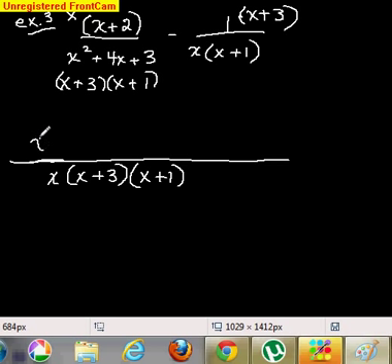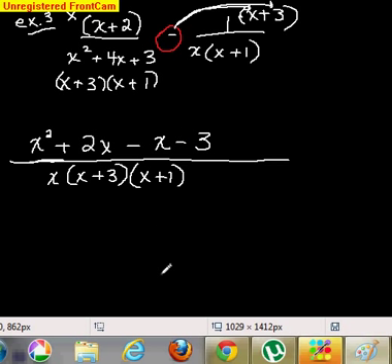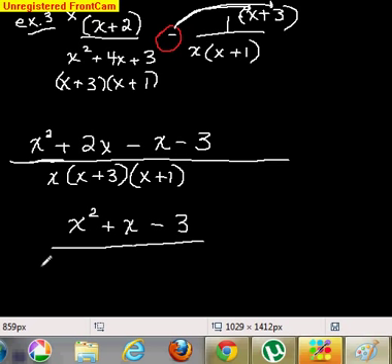And we distribute, so we get x squared plus 2x. Now see this negative sign? That's where a lot of people make a mistake. You don't want to lose this negative sign. Very important negative sign. So we're going to take a negative 1 times this and a negative 1 times the 3. So we're going to get negative x minus 3. And then all we have to do is see if there's anything we can combine. And we have a 2x minus x, so we get x squared plus x minus 3 all over x times x plus 3 times x plus 1. And that is your final answer.